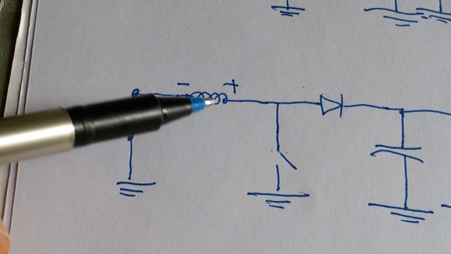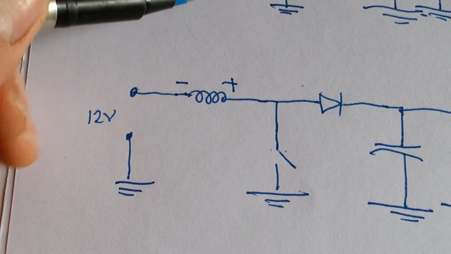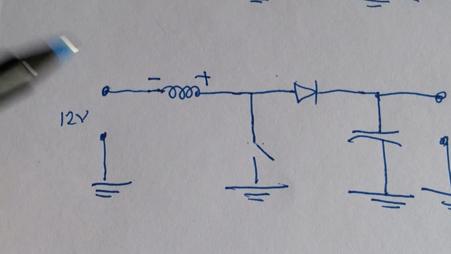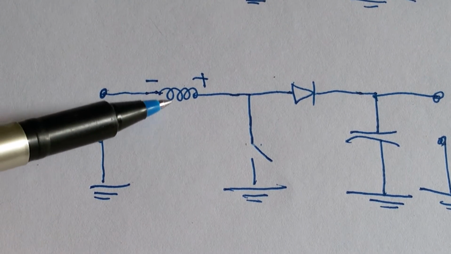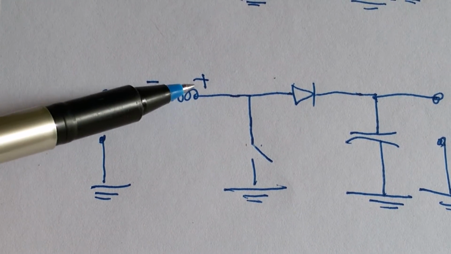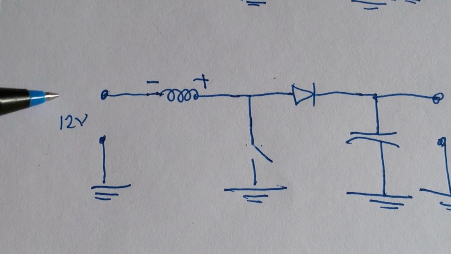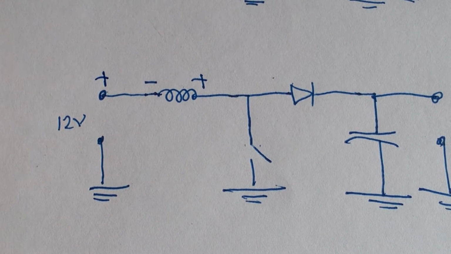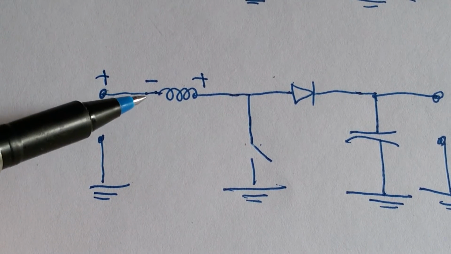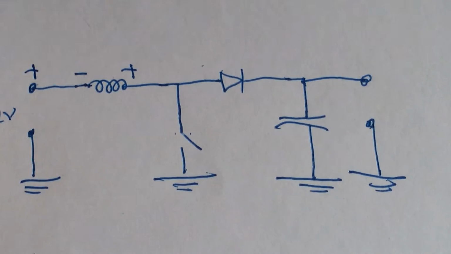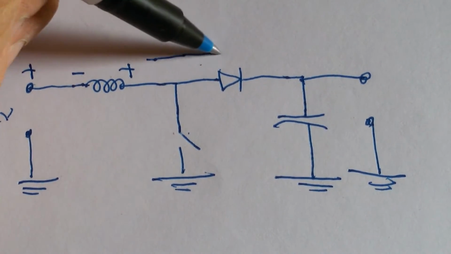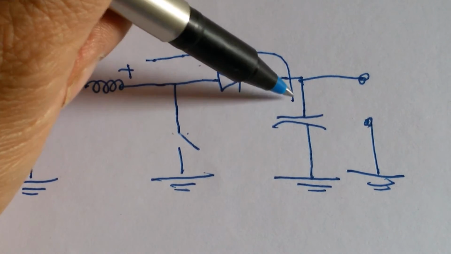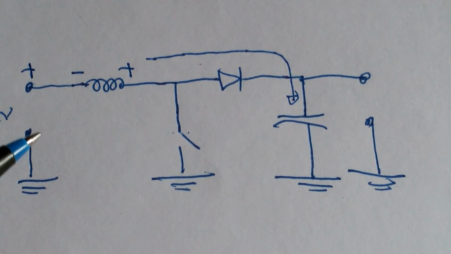So what will happen, whatever energy has been charged to this inductor will become in series with your supply here. With this 12 volts, you have plus here. So this will become in series and then it will go to your diode and to your capacitor, charging your capacitor.